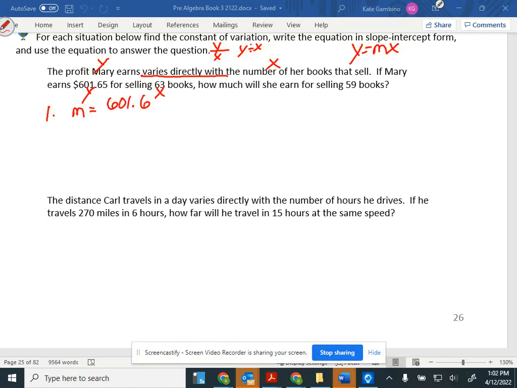$601.65. 65 divided by 63. And that equals what, Paisley? 9.55. So my first step is to find my m, that constant of variation, y divided by x. What's my second step?